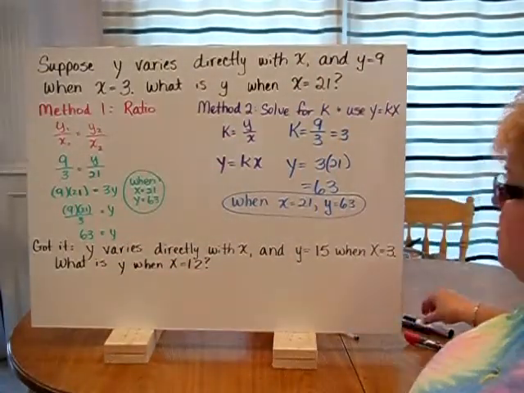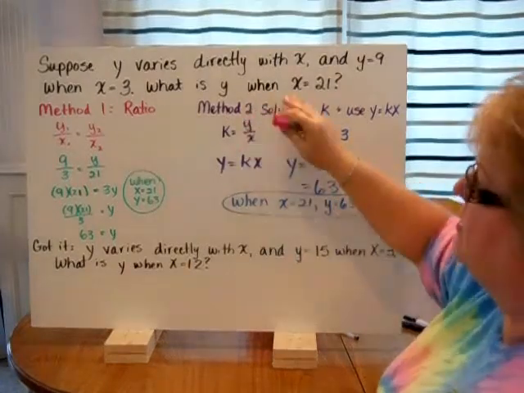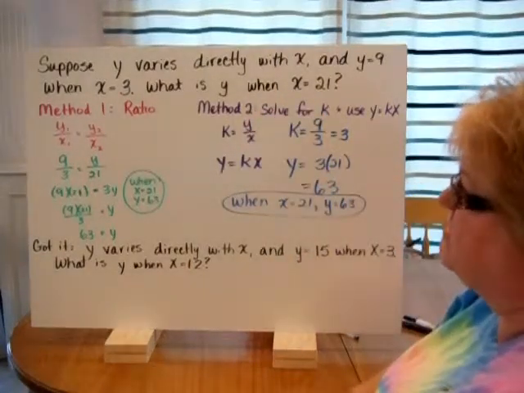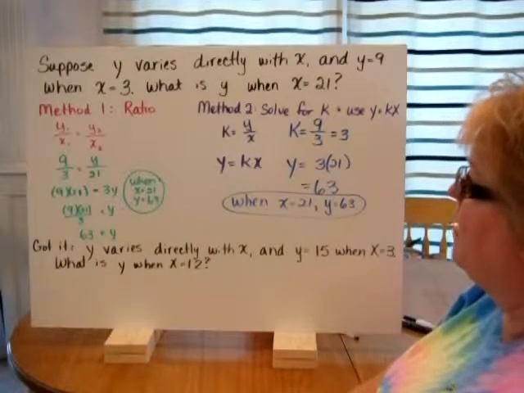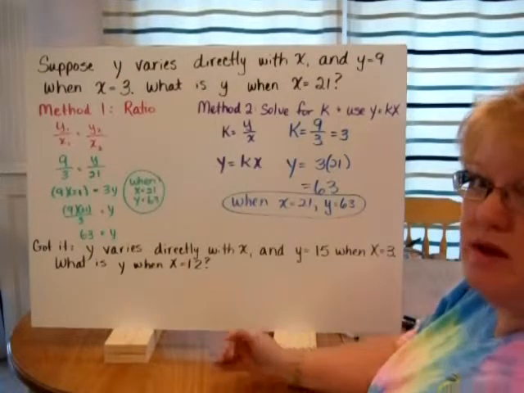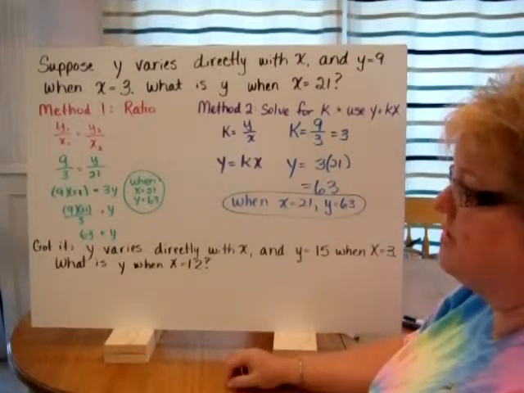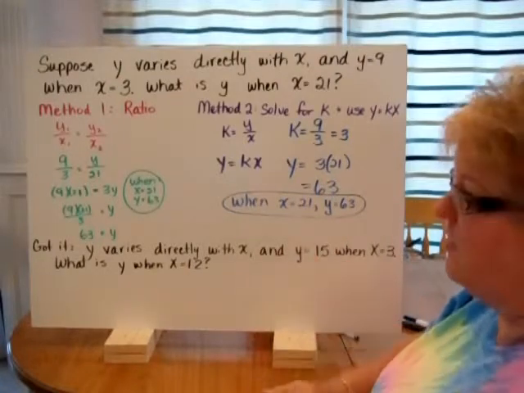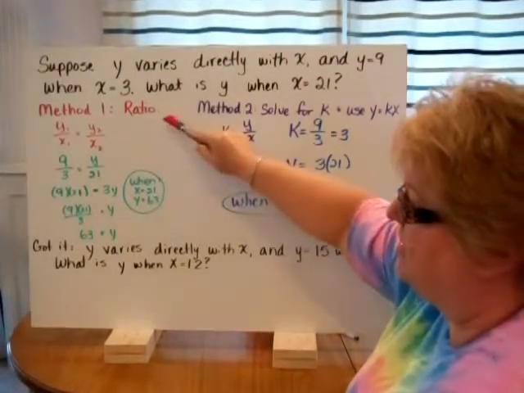Okay, let's look at this word problem. Suppose y varies directly with x and y equals 9 when x equals 3. What is y when x equals 21? I'm going to show you two different ways to work this, so you can use whichever method is easier for you. The first method is a ratio.